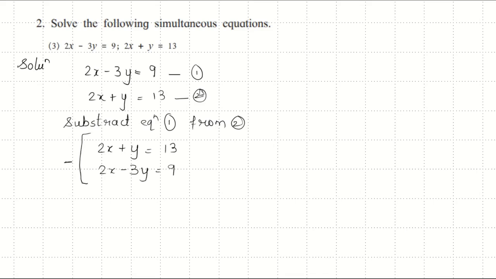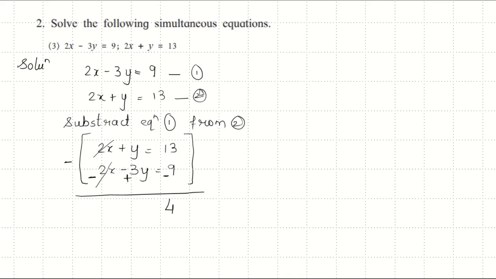As this is a subtraction, the sign is going to change for all the numbers in equation 1. 2x will become minus 2x, minus 3y will become plus 3y because minus into minus will become plus, plus 9 will become minus 9 because minus into plus will become minus. Okay, 13 minus 9 is 4, plus 2x minus 2x gets cancelled, plus y and plus 3y. Plus into plus is plus.